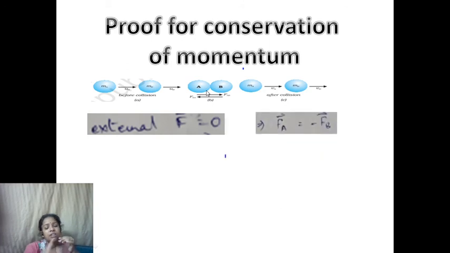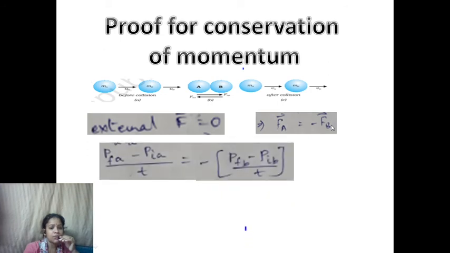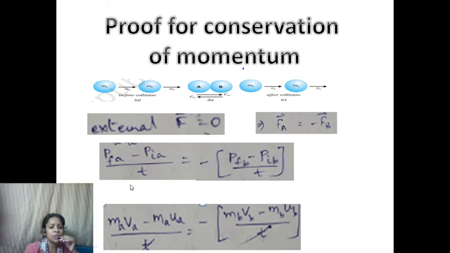So that means if external force is 0, then only action and reaction will be there: FA is equal to minus FB. So we are starting from the third law, FA is equal to minus FB. Now I'll substitute the expression for FA. It will be final momentum of A minus initial momentum of A upon time, and then this minus will come here, and final momentum of B minus initial momentum of B upon time. On putting the expressions, final momentum of A is mAvA, initial momentum of A is mAuA, by time, and similarly here, now t and t will get cancelled.